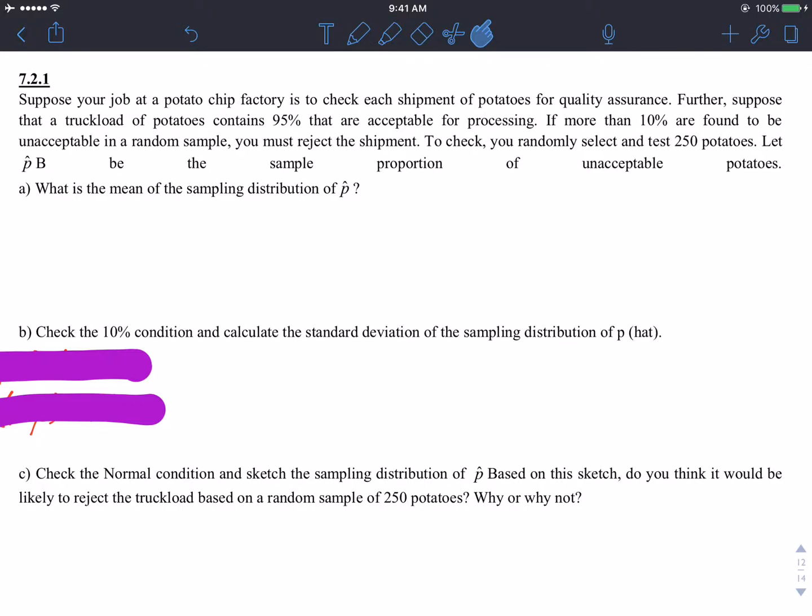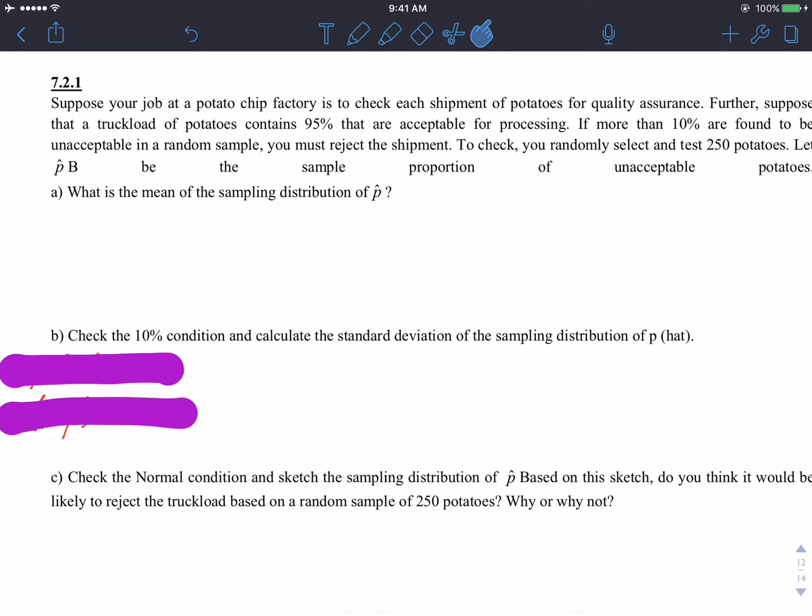The first problem talks about 95% of potatoes being acceptable for processing. If more than 10% are unacceptable, then you have to reject the whole shipment. This is actually pretty standard with food shipping when it comes to grocery stores. To check, you randomly select 250 potatoes. Let the proportion estimate P hat be the sample proportion of unacceptable potatoes.